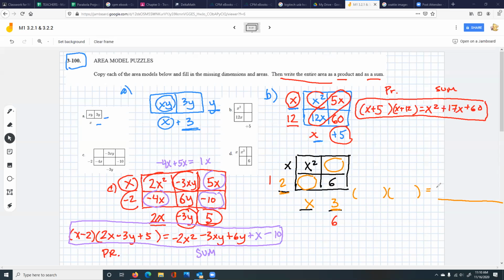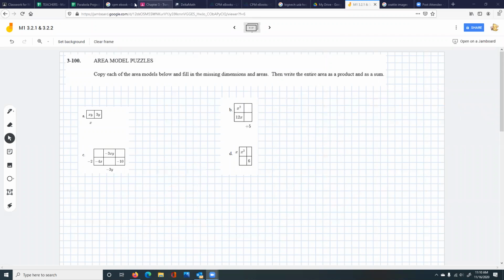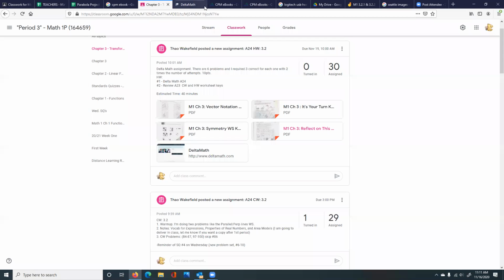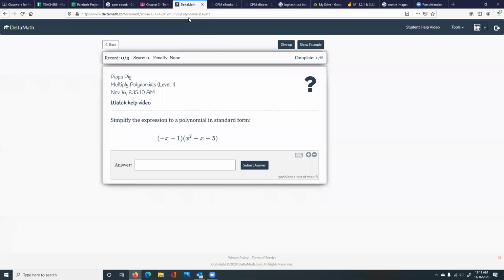Okay, so that's the classwork. You guys are going to take pictures, hopefully be able to submit this as a PDF or as separate pictures. I don't care if you put separate pictures either. PDF is a little nicer. I'm going to clear all this out and show you what your Delta Math assignment looks like. Okay, so clear all drawings, Delta Math. There it is. So here's one of the problems.